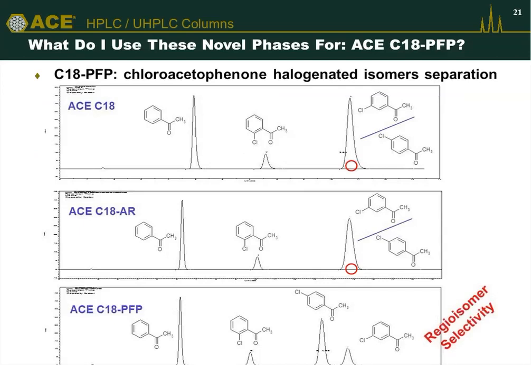And this is a nice example showing that regioisomer selectivity. In the top chromatogram here, we have a C18 based separation. And in this particular example, the chromatographer was interested in separating the meta-parachlorinated species. With a standard C18, they couldn't achieve that resolution. And with a C18AR, where you would perhaps expect a bit more interaction, we still couldn't achieve that resolution. But under the same conditions, the C18PFP was very powerful with its regioisomer selectivity, and we were able to pull those 2 peaks out quite convincingly and very satisfactorily.